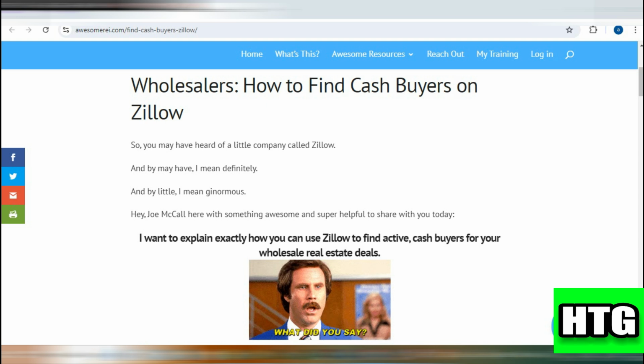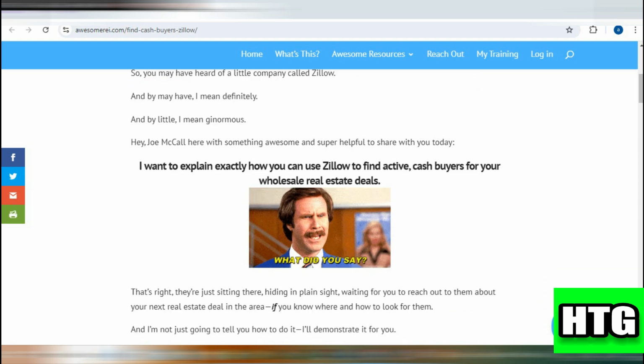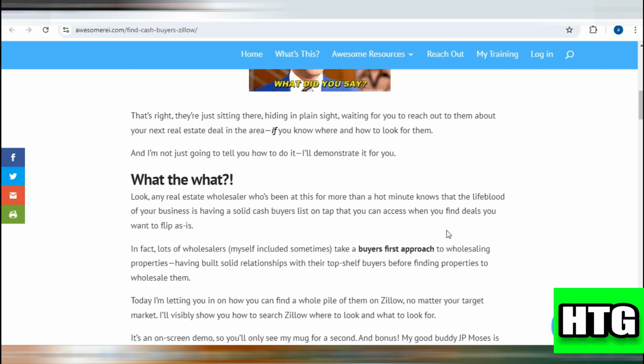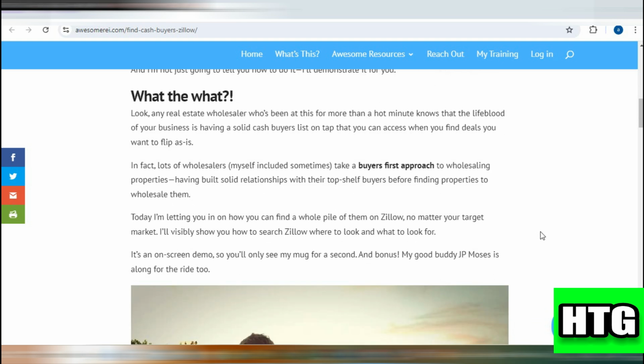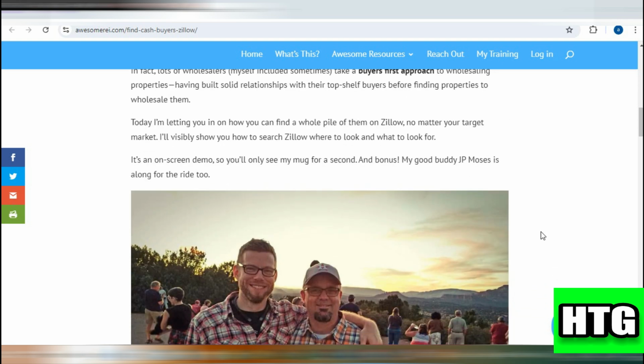Start by looking for properties that have been sold recently. Zillow provides details on previous sales, so check for homes that sold quickly, especially at a lower price point. These are often cash transactions. You can also check out the recently sold section and look for listings that mention cash sales in the description.